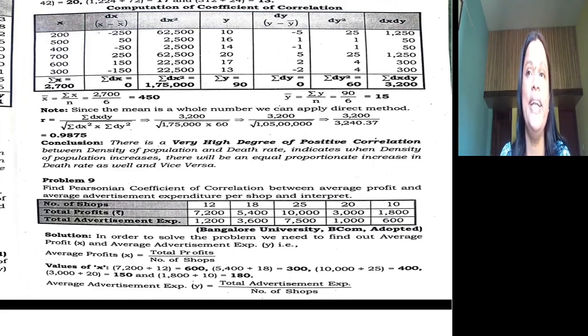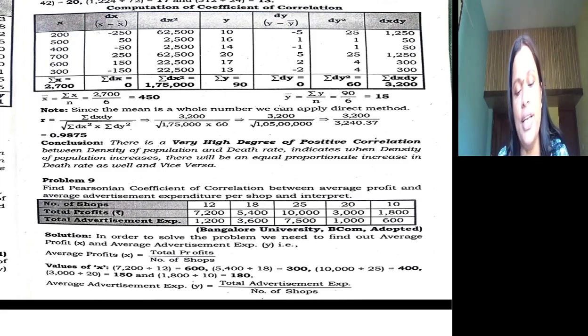This is the hint I am giving. Mind it well, you have to solve this problem. As per the printout, the notes which were given to you, problem number 9 you have to solve. So here it is given. In order to solve the problem, we need to find out average profit and average advertisement expenditure. Average profit is total profit divided by number of shops. They have given the value of x, which is average profit. You should calculate the value of y by dividing total advertisement expenses by number of shops.